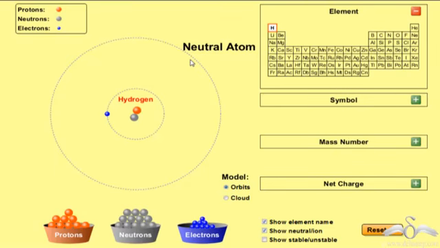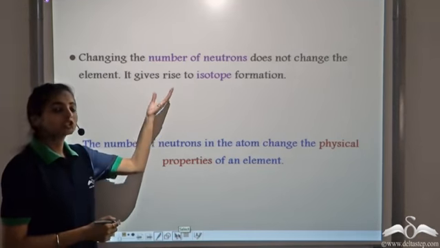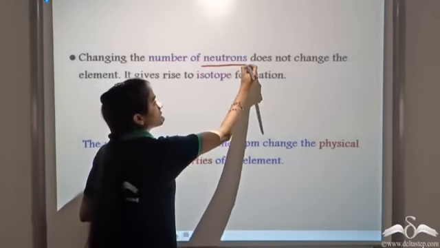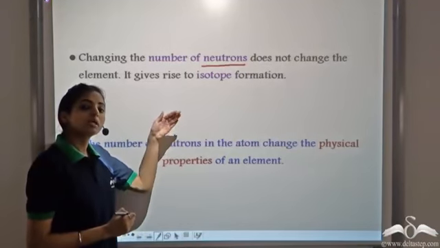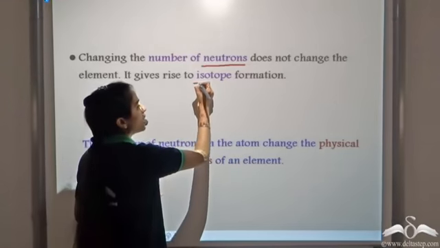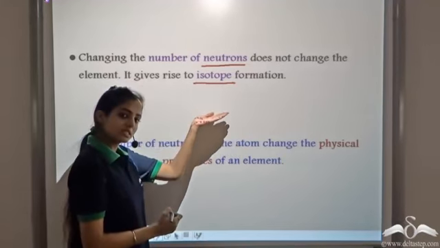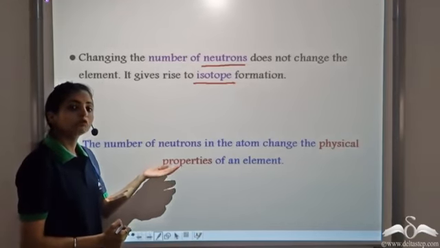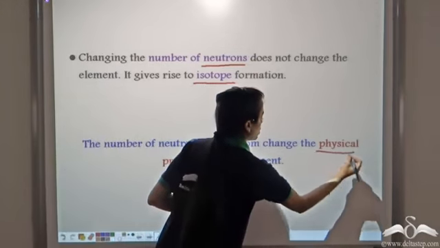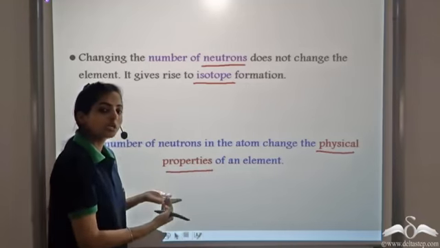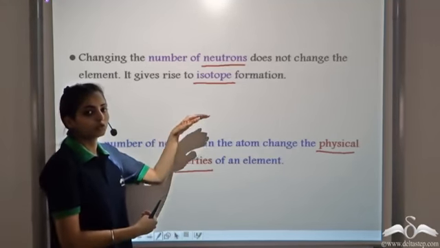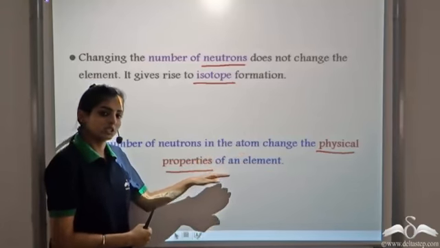So now by changing the number of neutrons, if I add 1 more neutron to it, we see that it still remains hydrogen. That is, the element is not changing and it remains neutral. It becomes an isotope. So by changing the number of neutrons, the element does not change. It remains the same element. It gives rise to isotopes. What these isotopes are, we'll study. And by changing the number of neutrons, the physical properties of the element, like mass, etc., also change. So as we change the number of neutrons, the physical properties of the element change.